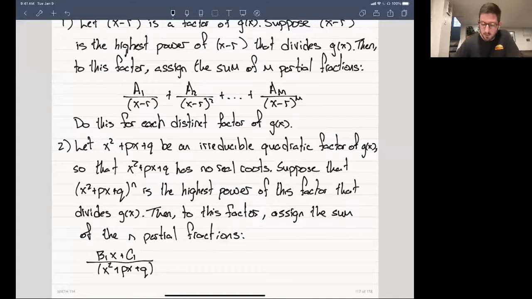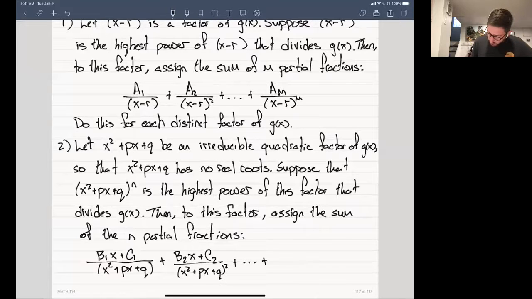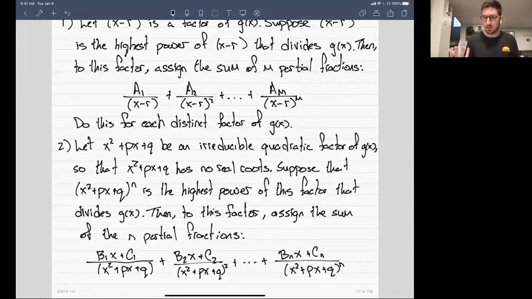So in case 1 here, I had a linear factor. And so I went 1 degree lower, which is a constant. In this case, I have a quadratic factor. And so I go 1 degree lower, which is a linear function. So then I have b2x plus c2 over the second power of this factor. And just like in the previous case, I go all the way up to the nth power here. And here you have, again, a linear function over this, just like that. And you're going to do this for each quadratic factor of g of x.